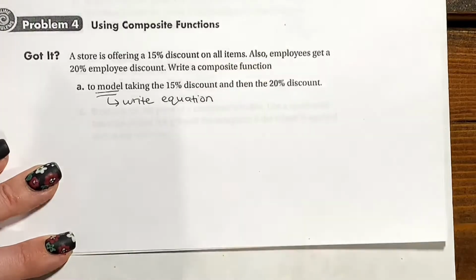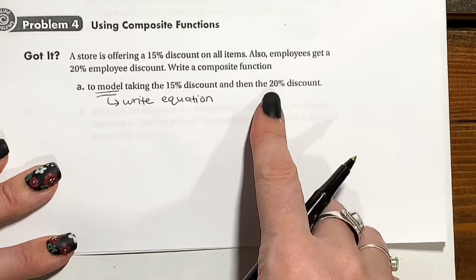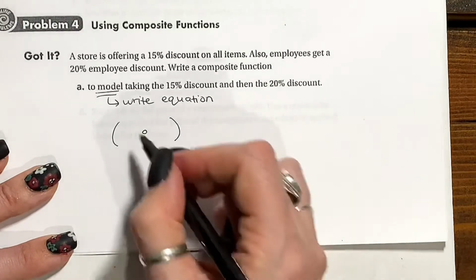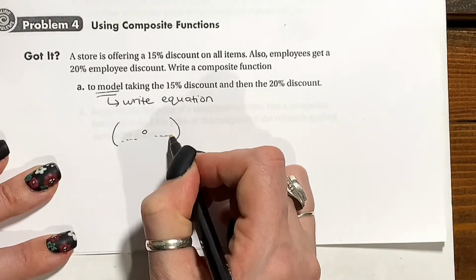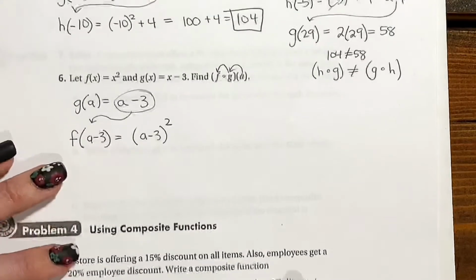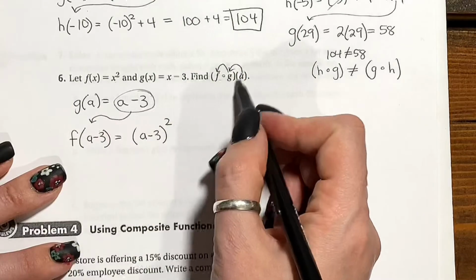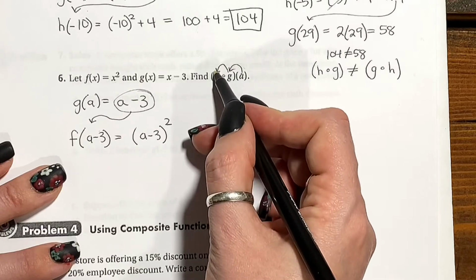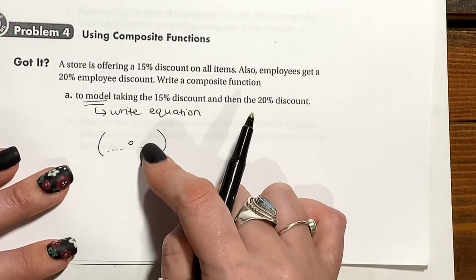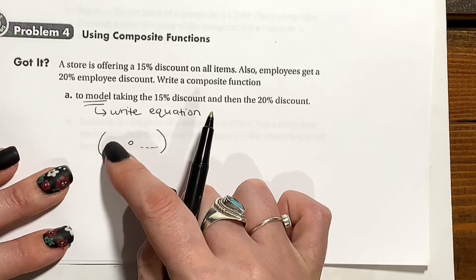So remember, the order matters. When they say write a model doing the 15% first, then the 20%, we need to think we have some composition, right? Where we have a little space composed with something here. Think about which one should go first. When we were up here, the second function was really the first one. We plugged it into the second function and then that plugs into the first function. So if I want the 15% discount to go first, it really needs to go in this place. And then the 20% discount needs to go here.